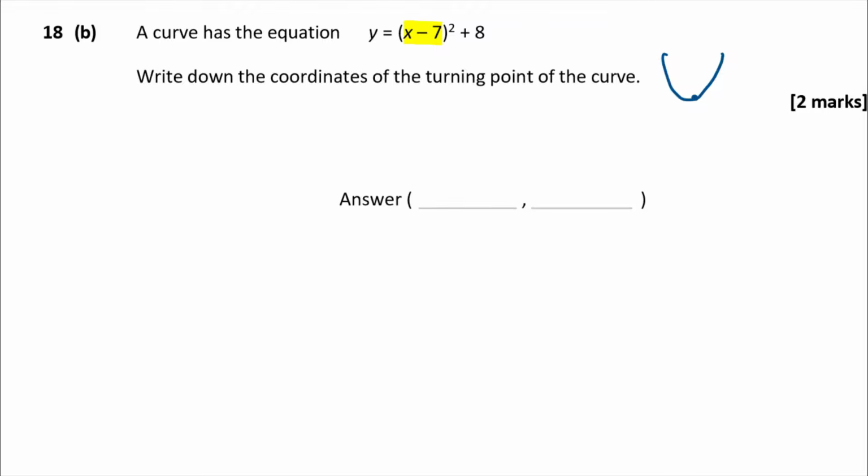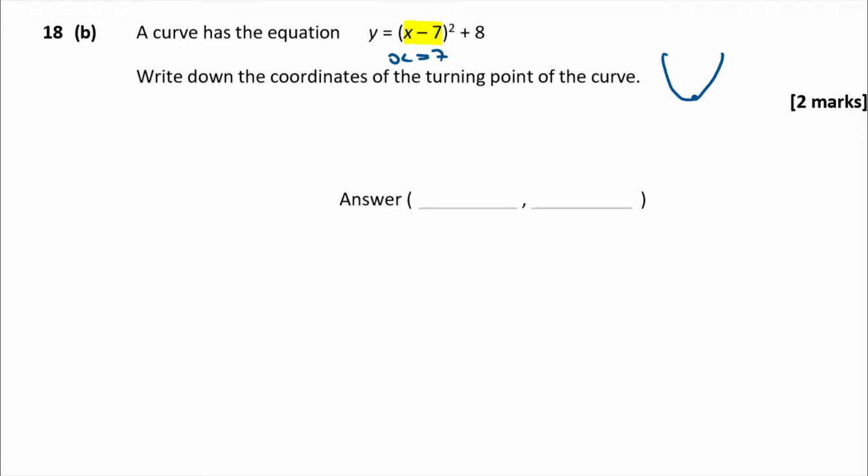So the smallest value a square can be is if you're squaring 0, because that gives you 0. Everything else is going to give you a positive number, which is more than 0. So the value of x that makes that bracket 0 is x is equal to 7, isn't it? Because 7 minus 7 is 0, 0 squared is 0.